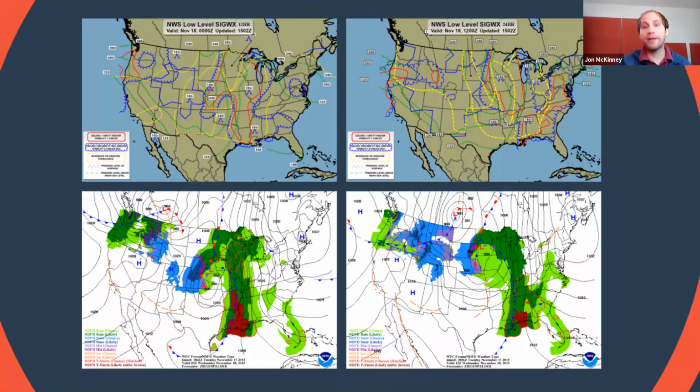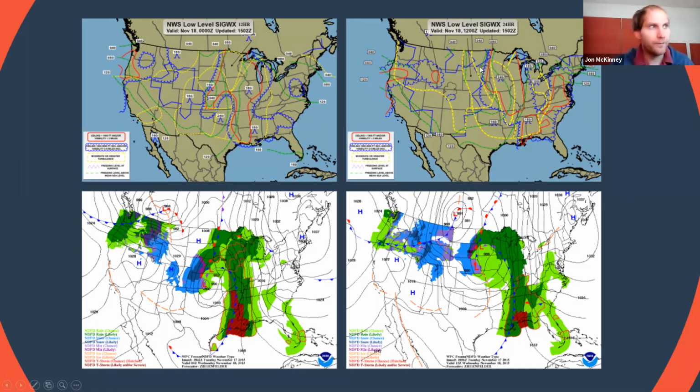So here it is zoomed in. What I'm really trying to point out to you is that step 1 is figuring out which panel to focus on. There are 4 panels to this chart. Okay, so the top 2 panels, the bottom 2 panels. The top 2 panels. The top one says low-level SIGWX, 12-hour. So this is a forecast. 12 hours into the future, what's going on low level? That's the top left panel.